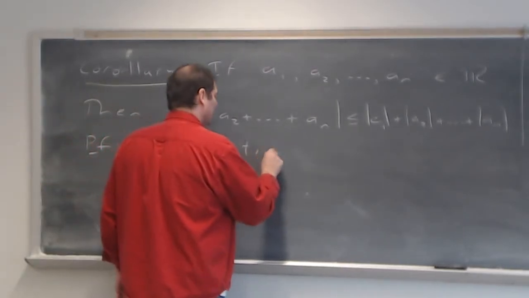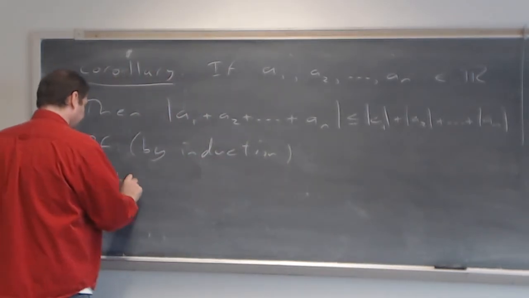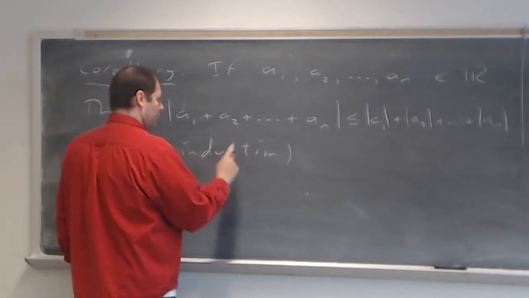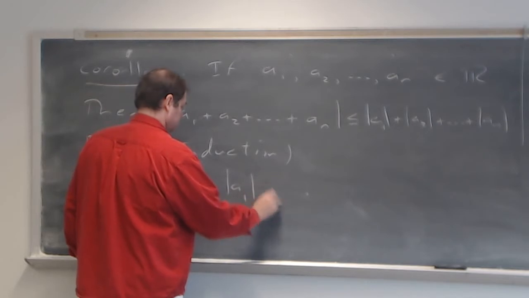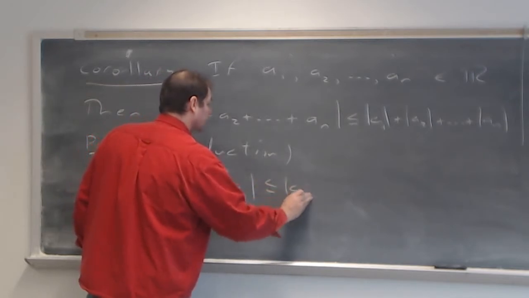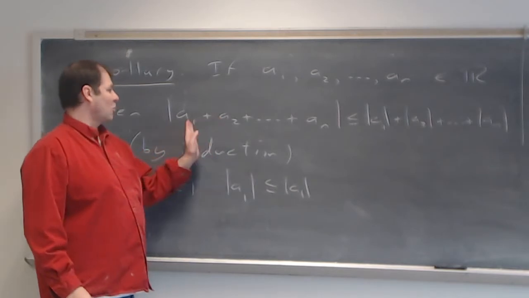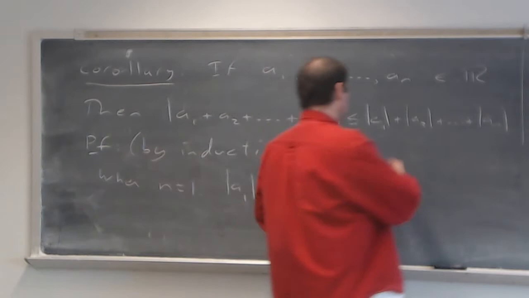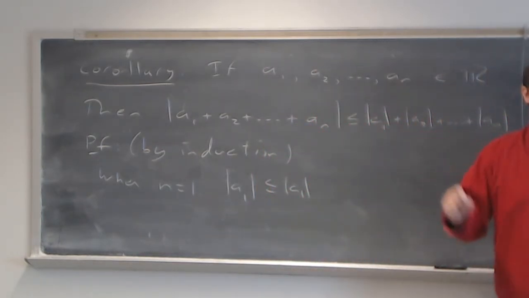So I'm going to prove it's true when n is equal to 1. So when n equals 1, what's the statement? Well, it's absolute value of a sub 1 is less than or equal to the absolute value of a sub 1. That's correct. Beautiful, Corey. So the left-hand side, we only have one term involved, the absolute value of a sub 1. And on the right-hand side, we only have one term involved, the absolute value of a sub 1. There's only one thing. So the statement is vacuously true.